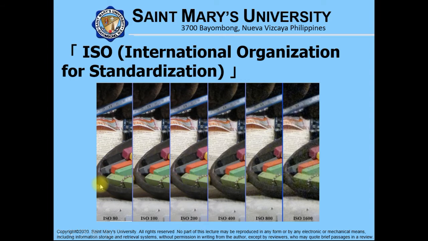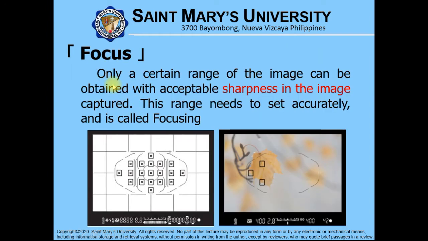As you can see here, higher ISO tends to give a more blurry capture of the image. The meter here, we cannot actually read. And then a lower ISO, such as this one, ISO 80, has a clearer image. So choose a lower ISO number, such as this one, ISO 80.